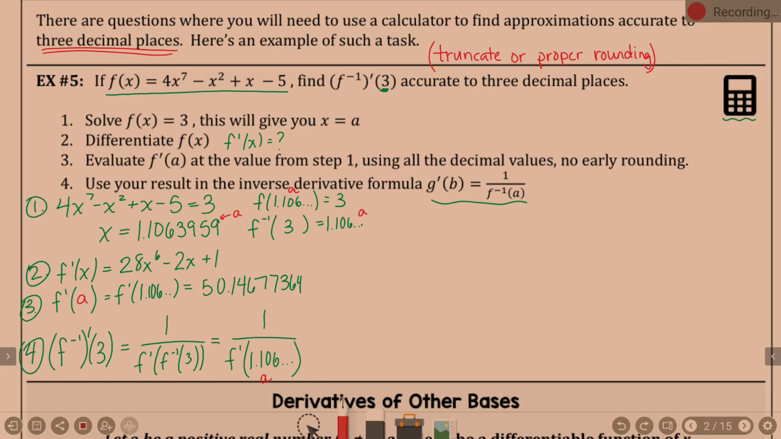Okay? Keep going, because we've already done all the work. F prime of 1.106. Well, that is what? 50.146773364 number. What do we need to do to finish this off? One divided by, and I'm just going to go up and grab that number. Right?